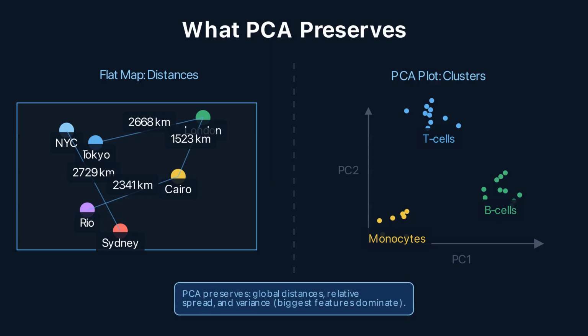Variance. The biggest features dominate. On the map, the Pacific Ocean is the largest feature. In PCA, the principal components with the most variance capture the largest biological differences.